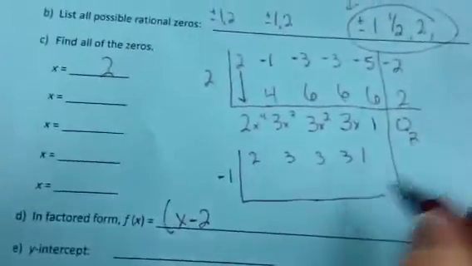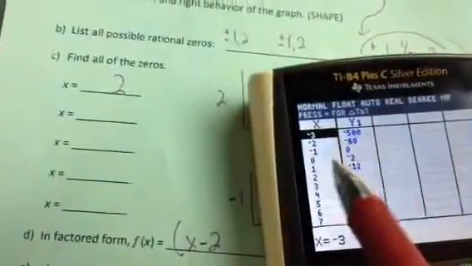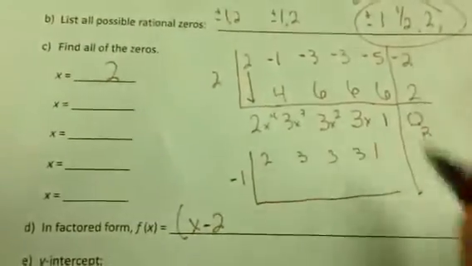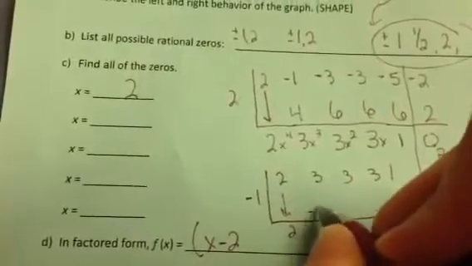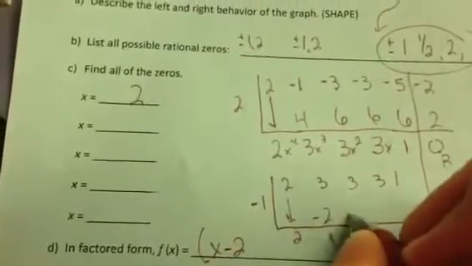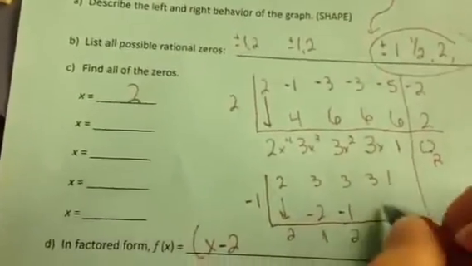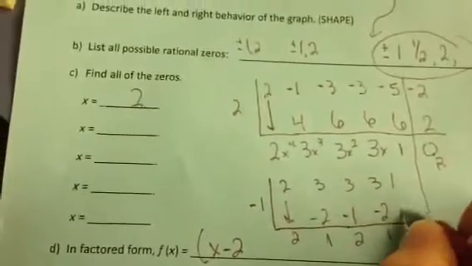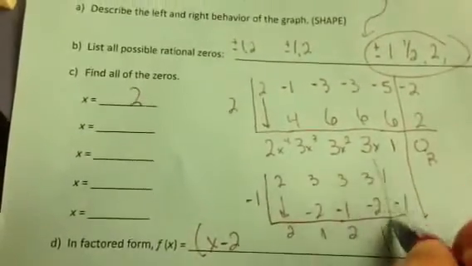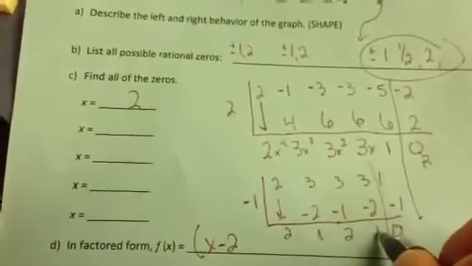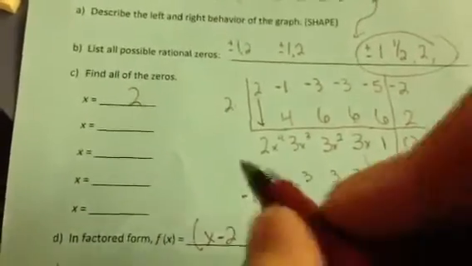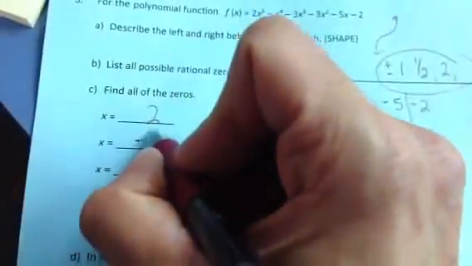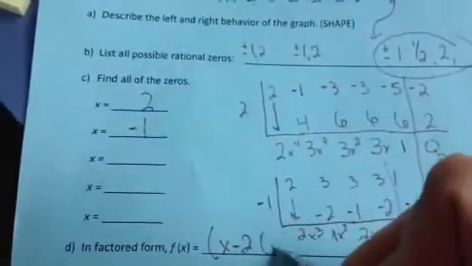And I know it worked. That was in my list. I got 0, and so I should get 0 at the end. So bring down the 2, multiply, add them up, multiply, add them up, multiply, add them up, and that works. So now, remainder, constant, x squared, x cubed. So real quick, -1 worked, so I make the parentheses for it of x plus 1.